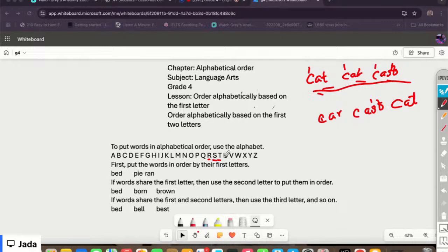So yeah, that's how it is. Okay, so you just have to make sure that you check the first letter. If the first letter is the same, you check the second. If the second is the same, you check the third. Okay, that's how we go on and on and on.